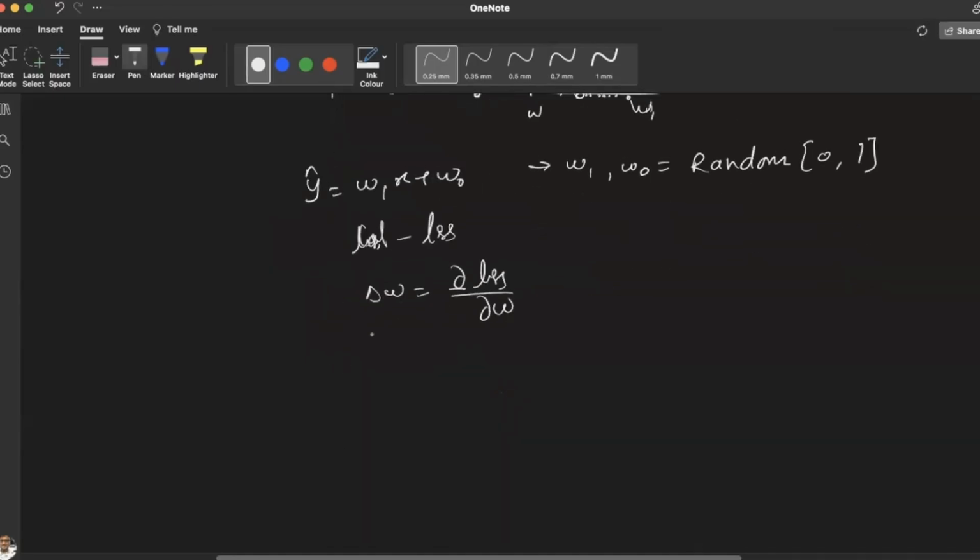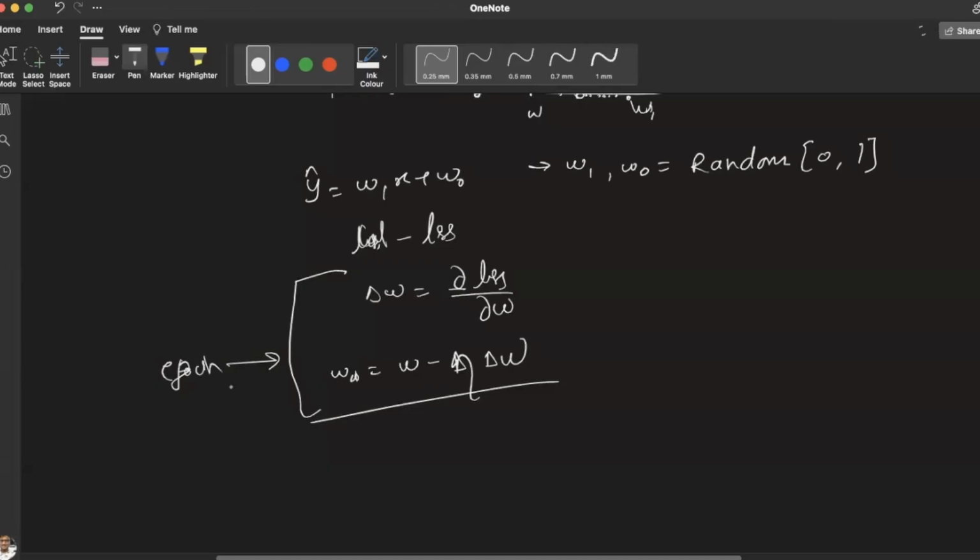And once we have done that, then we will update the weights, right? W is equal to w minus eta times delta w, right? This is what we'll do. And this calculating the loss, and this is an iterative process. This is one epoch. This is an iterative process, so we will do it multiple times again and again.